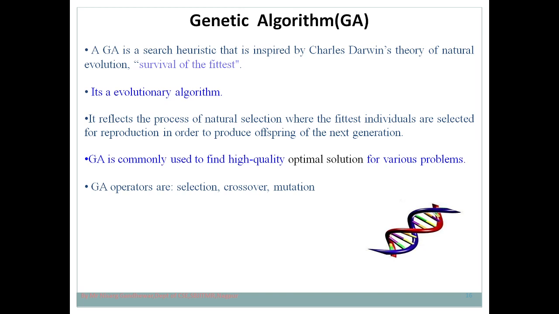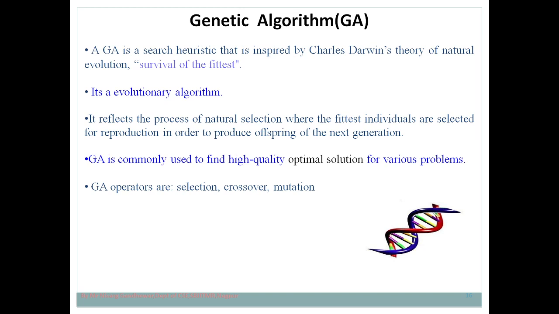Evolution means what? What do you mean by evolution? Your parent is there, your father is there, your mother is there, after that you are there. First of all your grandparents are there, then your parents are there, then you are there. So this is what evolution means. From grandparents your parents come into existence, from your parents you come into existence. That's why we are saying that genetic algorithm is an evolutionary algorithm.